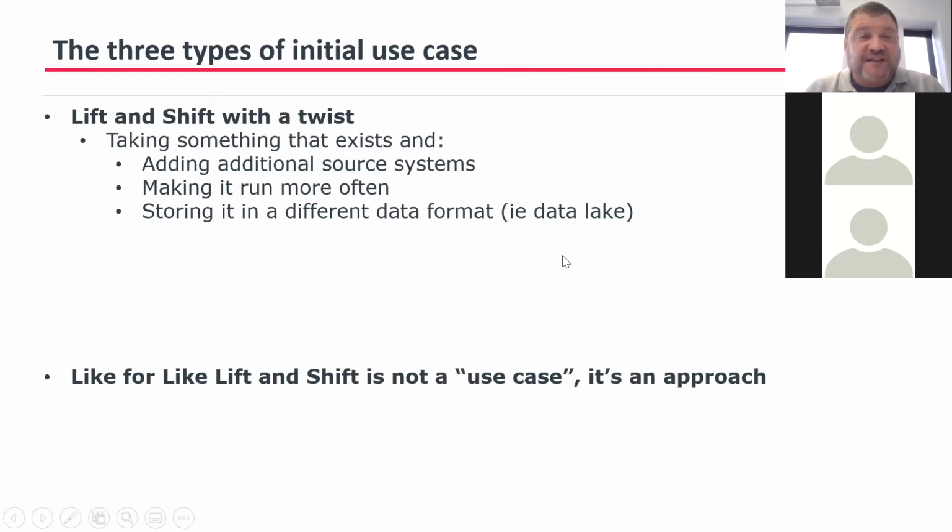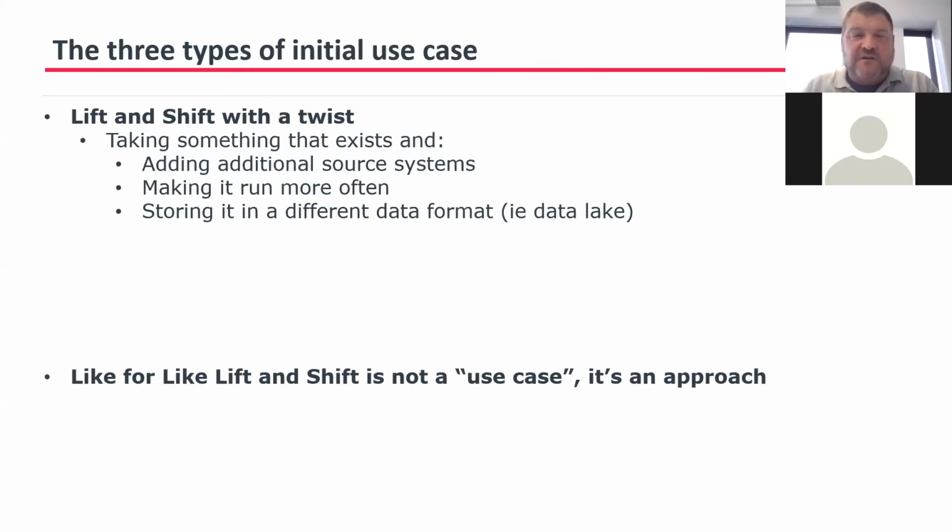The three types of use case that we have traditionally been seeing in recent years is the lift and shift with a twist. Now, don't confuse that with just a pure lift and shift, which is more of an approach as well. That's more of a, we've got something here, let's just move it up to the cloud so we've got something to start. Those are separate things. Lift and shift with a twist is where you've got something that, because of the constraints of your on-prem or your traditional environment, you want to change and enrich by moving up.